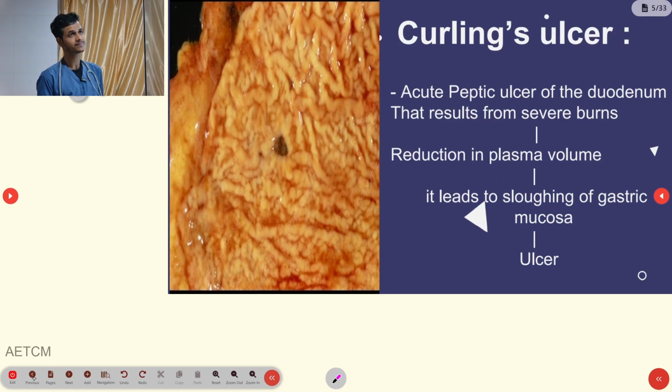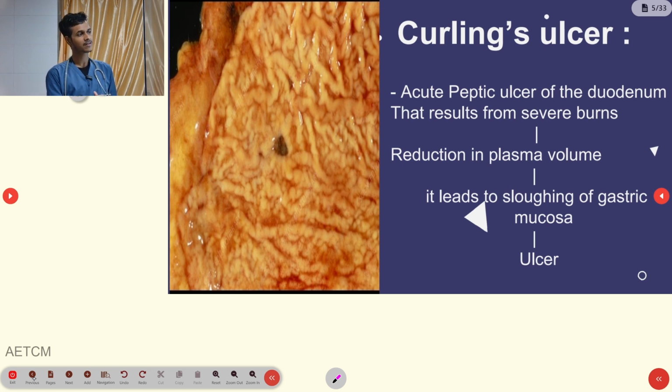So this is the other form of ulcer. Along with peptic ulcer disease, we have 2-3 different forms of ulcer. The first thing is called the Curling's ulcer. Curling's ulcer mainly will occur in severe burn cases.